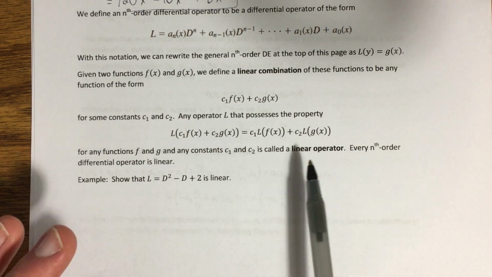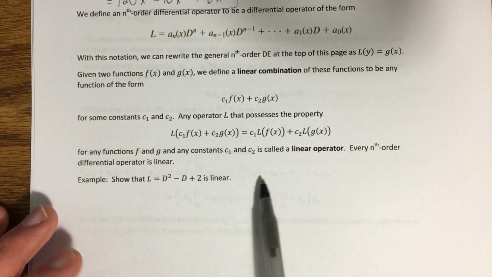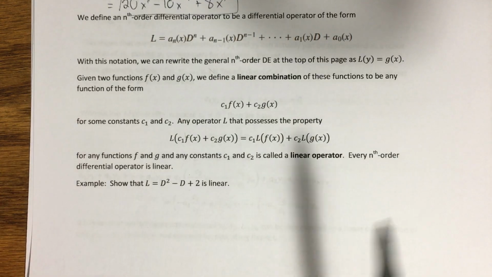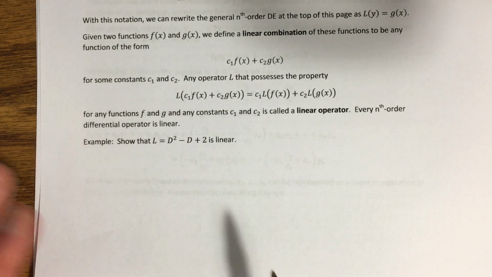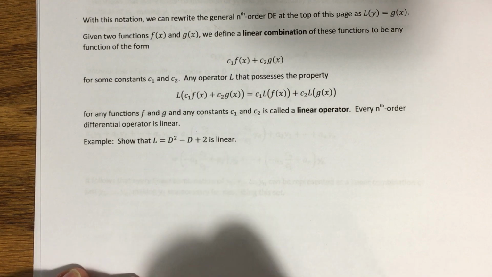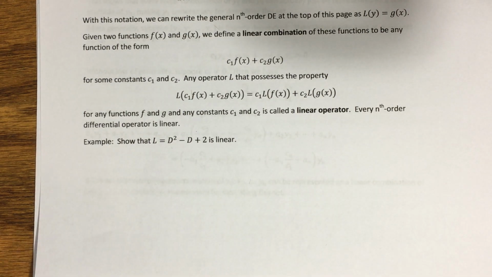You can show without much trouble that every single nth order differential operator, like the ones we defined up here, this is that general one, is linear. It satisfies this property. We're going to show that with one example. So let's suppose that we have this differential operator, L equals d squared minus d plus 2. I want to show that that's a linear operator.